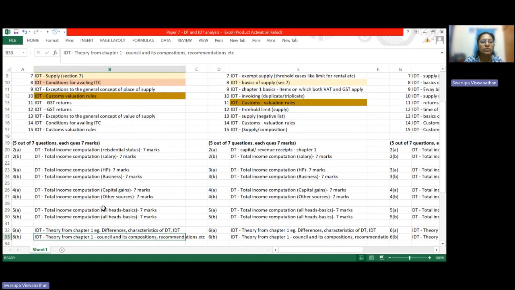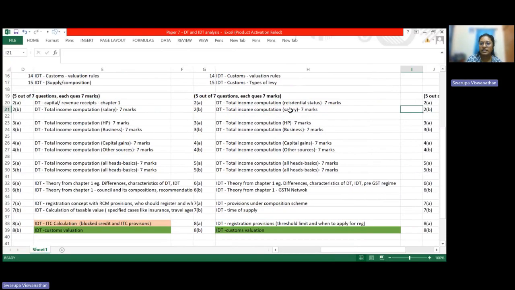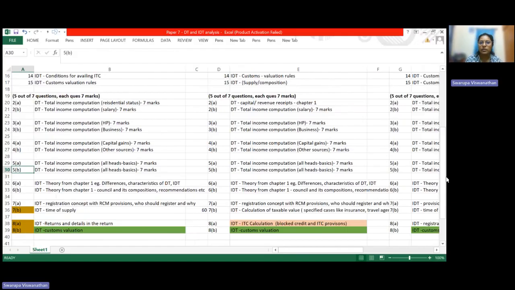Then coming to the 7-mark questions. Out of 7 questions, 5 questions you have to attempt. So under these 7 questions, if you see DT, there is a fixed pattern. 2A, 2B, residential status, salary. Every attempt, it is the same thing, residential status, salary. Then 3A, 3B is house property, business. 4A, 4B, capital gain, other sources. 5A, 5B, all the heads. So there is a fixed pattern with respect to DT, 7-mark questions.